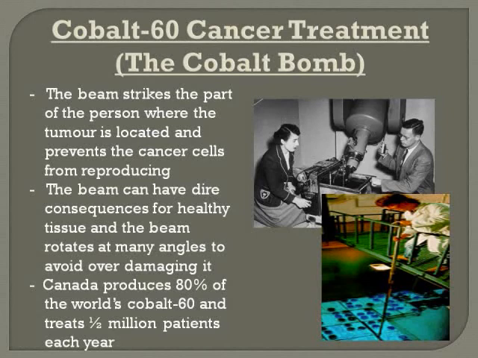The cobalt-60 beam strikes the part of the person where the tumor is located and affects the cancer cells by stopping them from being able to reproduce by affecting their cellular processes. However, the beam can have dire consequences for healthy tissue because it uses gamma radiation which can seriously affect the healthy tissue and even cause new cancer cells to be formed.